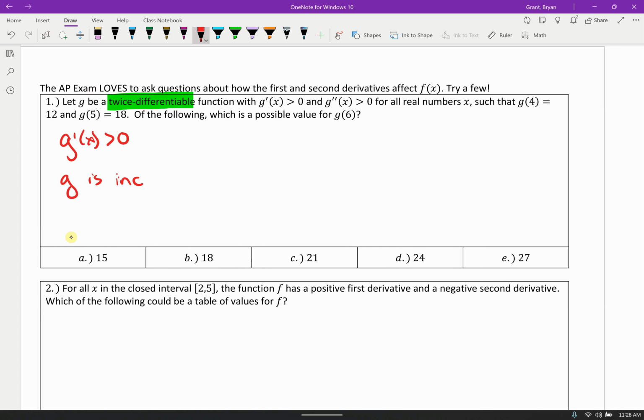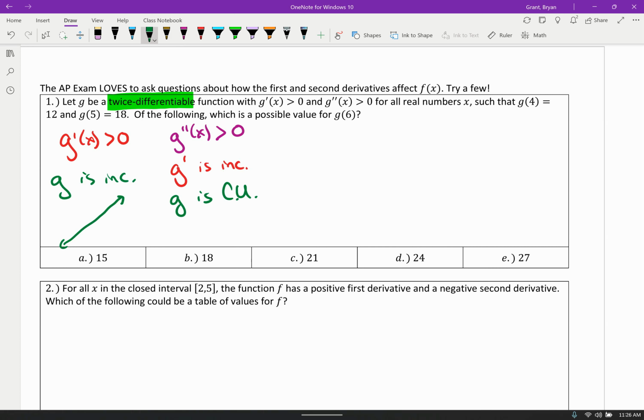So if you want an increasing graph for g, and I should have switched colors, we'll get there one day. G is increasing. That means our graph needs to look like this, right? Increasing. And then they also tell us that g double prime of x is greater than 0. And this tells us 2 things. The first thing it tells us is that g prime is increasing. See the chart on the previous page. And it tells us that g is concave up.